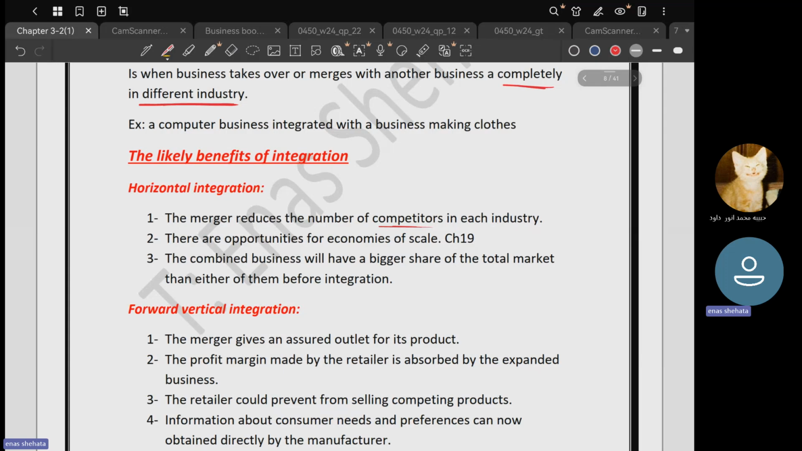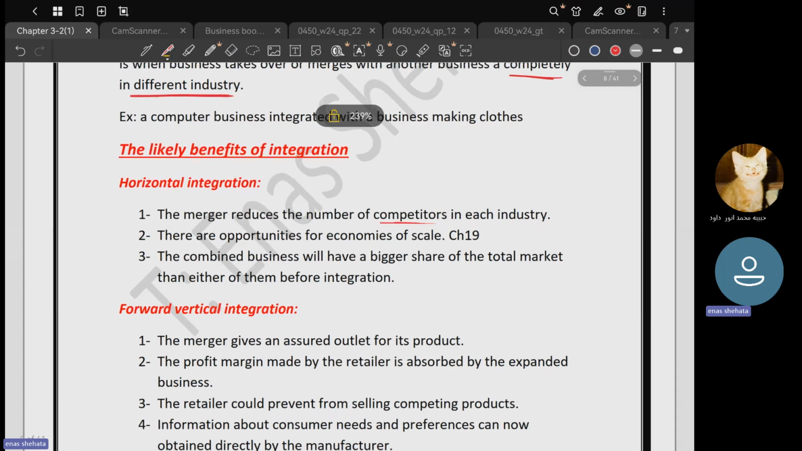There are opportunities for economies of scale. We said what's meant by economies of scale? Discount on raw material. Why will we get a discount on raw material? Because you will produce a lot. Al-Marai alone can produce 1,000 pieces. Nada alone can produce 2,000 pieces. Now, when you combine together, you will produce 3,000 pieces. So you need to buy a lot of raw material, so you will get more discount than Al-Marai alone or Nada alone would get.